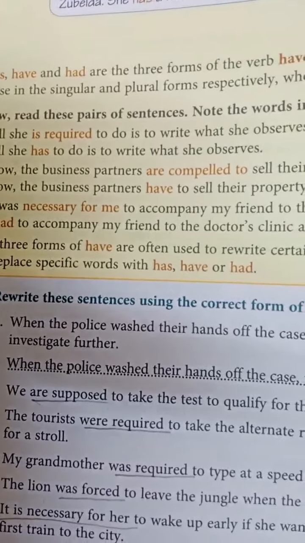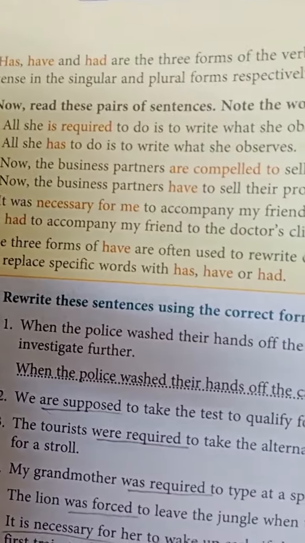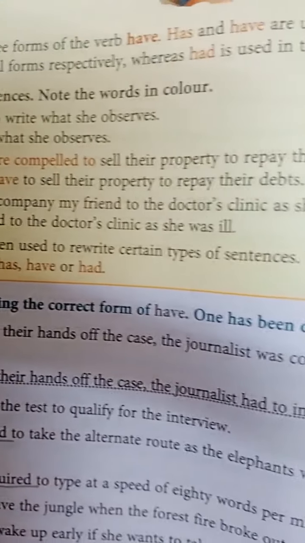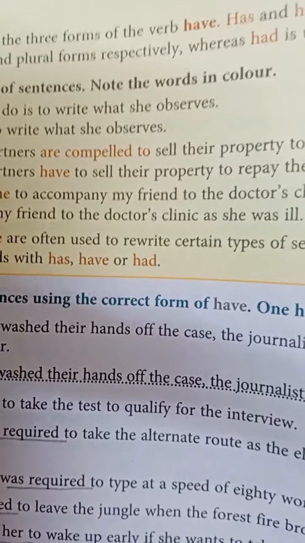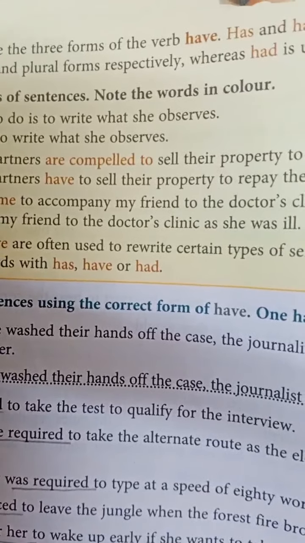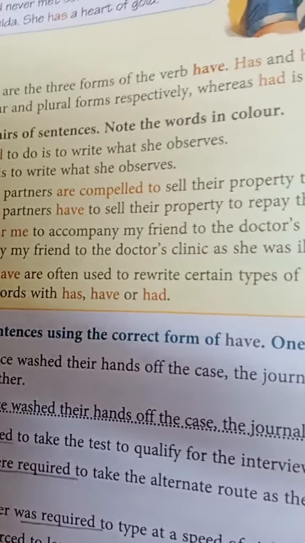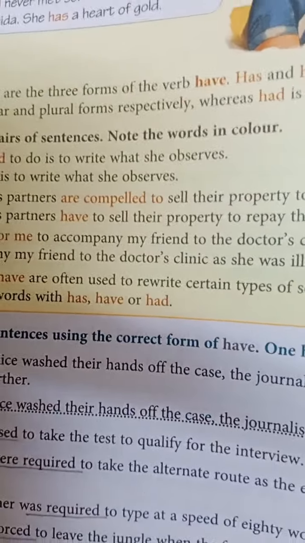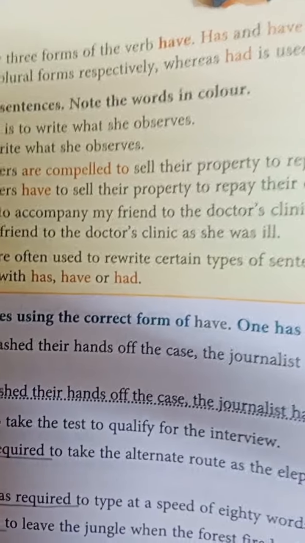Now the business partners are compelled to sell their property to repay their debts. Now the business partners have to sell their property to repay their debts. Now are compelled, instead of that are compelled to sell, we use one word to replace those words. They have to sell, because partners are many and plural in form. So the plural verb have. The business partners have to sell their property.